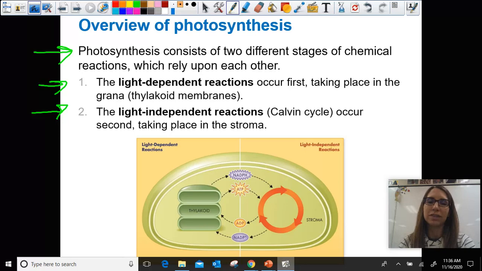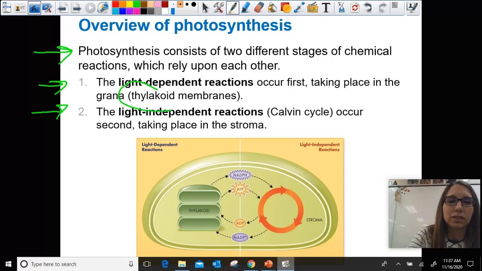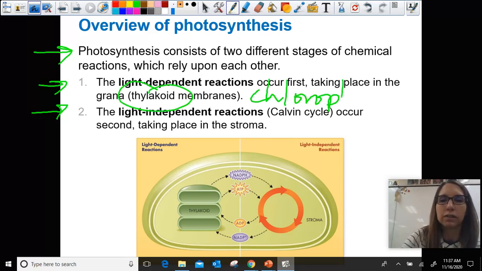If we're talking about this happening at nighttime, we're not going to get this photosynthetic series of reactions to even start because we need sunlight to start the whole thing, okay? If we don't have sunlight available, we're not going to do any photosynthesis. So light-dependent reactions are first, they require sunlight. They take place in the grana or the thylakoid membranes, okay? And remember, that's going to be important here because these are where we actually have our chlorophyll.